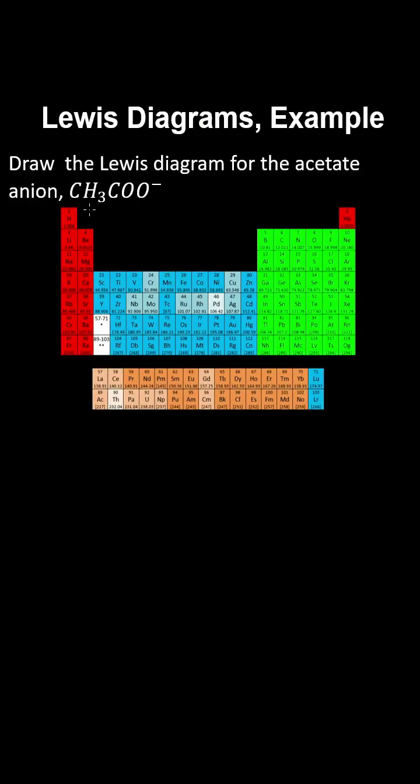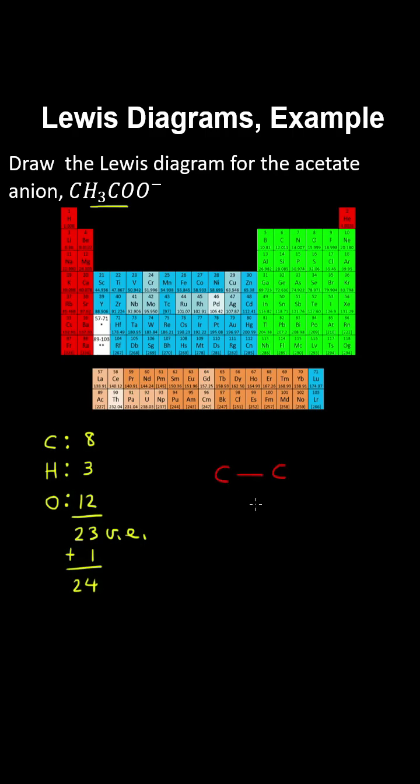Let's draw the Lewis diagram for the acetate anion. So first we determine the number of valence electrons, and because we have an anion, we add another electron. And now we draw the skeletal geometry with the least electronegative atom in the middle, except for hydrogen, which is an exception. And this chemical formula tells us that we have 3 hydrogens attached to a carbon and 2 oxygens attached to another carbon. And now we complete the octet of the terminal atoms, where hydrogen can only take 2 electrons in its valence shell.